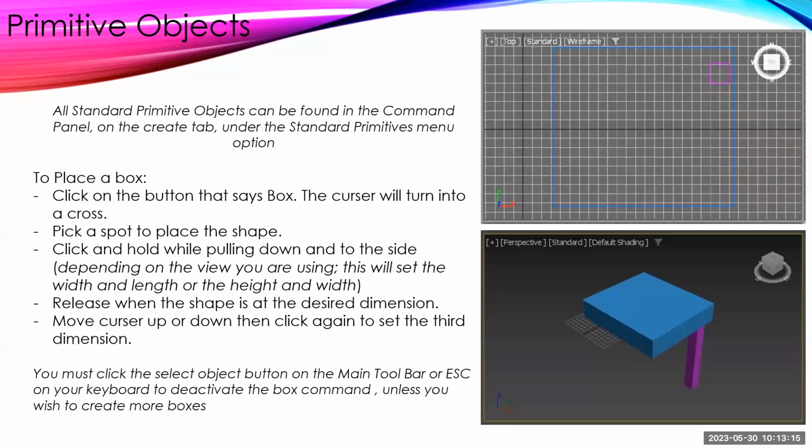So for a box, you click and pull, and that would be the base of your shape. And then you click again to set the 3rd dimension. And it's going to depend what viewport you're using, whether it's the length or the height. And then if you want to keep placing the same shape, you just keep clicking. Otherwise, you have to hit escape or the object button to deactivate the command.